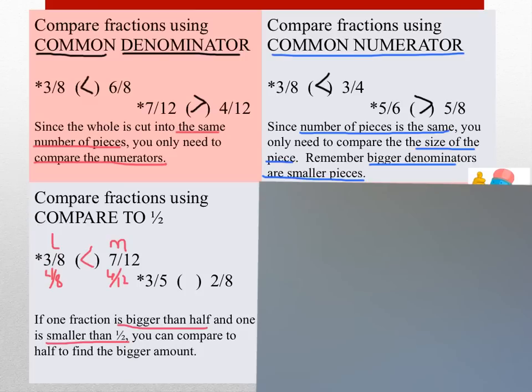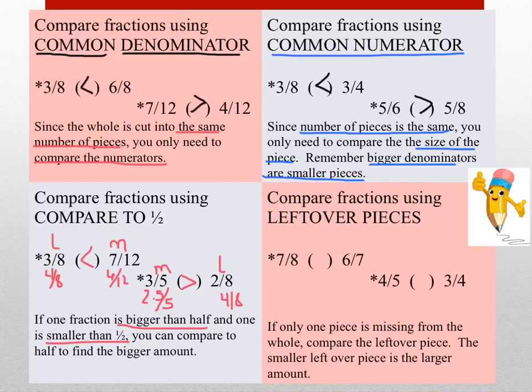What if you had an odd number and you wanted to use compare to half? Half of 5 is 2.5, or 2 1/2. So 3/5 is more than half. Half of 8 is 4, so 2/8 is less than half. Since 3/5 is more than half, it is the greater fraction.